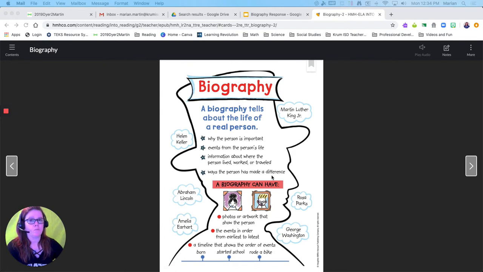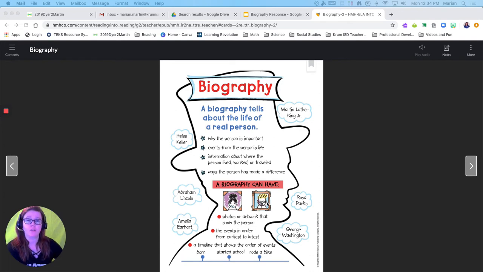And that's what's really important, is when you are reading biographies about important people from history or even people that are still alive today, you need to try to take away, why is this person important? What lesson do we learn from them? How have they made a difference in the world? So a biography can have, these are just some text features that a biography might have. They can have photos or artwork that show the person. So sometimes it's a real life photograph, and sometimes it's just an illustration of the person.